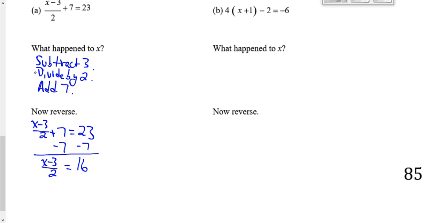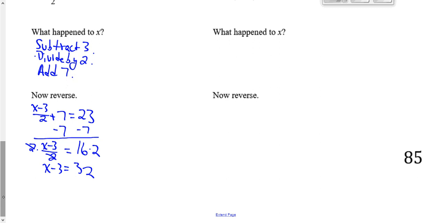Watch how I do this. 2 times this side, times 2, right? These 2's will cancel, won't they? So we're left with x minus 3 equals 32. Now finally, what do? The inverse of subtracting 3 is adding 3. So plus 3 there, plus 3 there. So x equals 35.